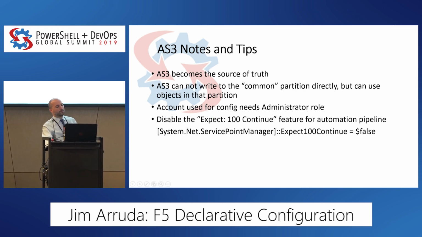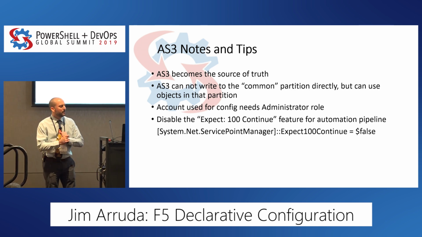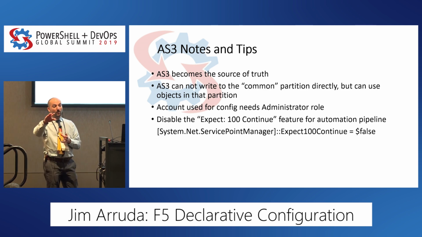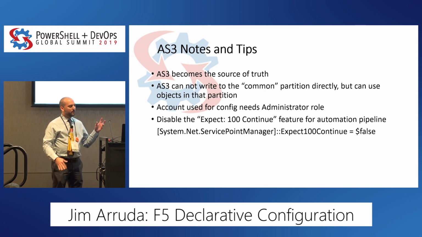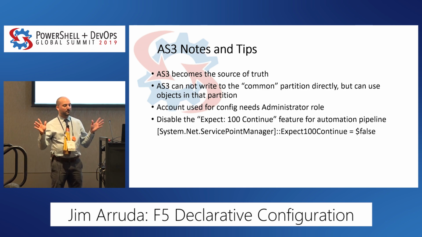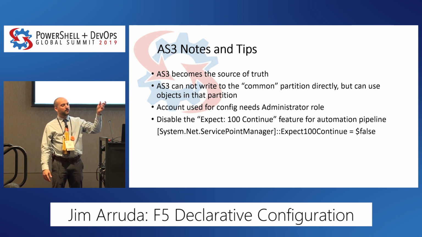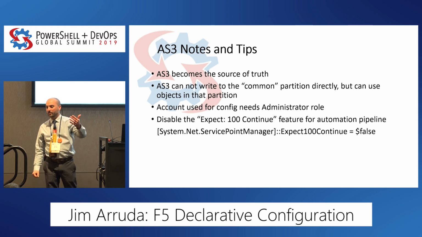Here's a big one. Disable expect 100 continue. I had no idea what that was until I had the problem. When I was running the call to push the configuration in through remote utility server or from Octopus Deploy, for whatever reason, I'm using PowerShell under the covers. I don't know if anyone knows the answer to this, please let me know. The expect 100 continue was being appended to the header going into the F5 from a remote call from PowerShell for whatever reason.